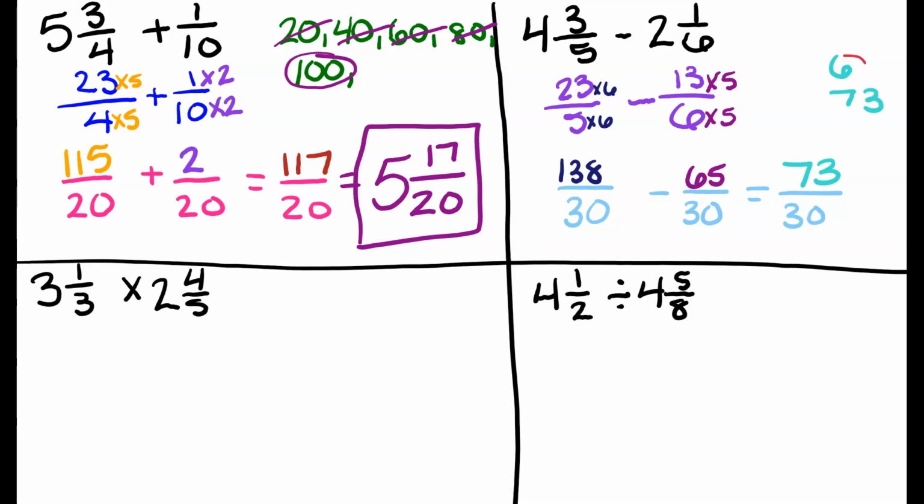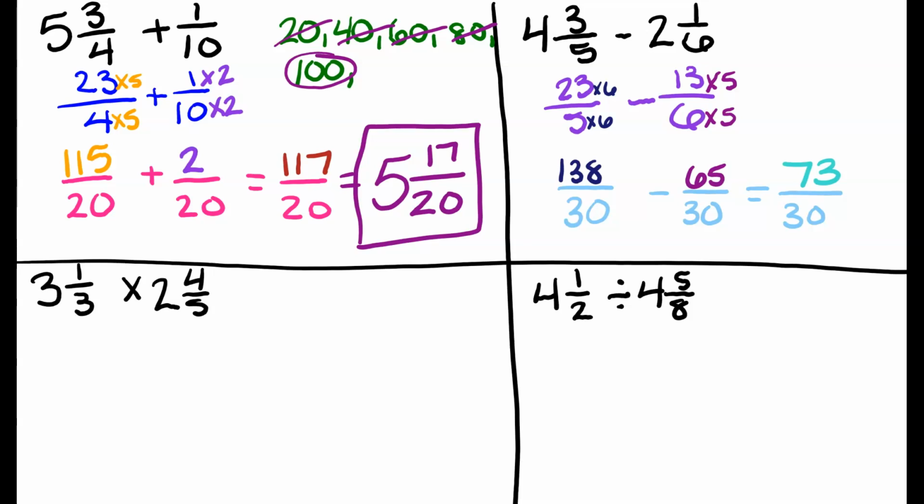Erase so I have space. 73 is greater than 30, so I need to see how many times 30 can go into 73 to make this into a mixed number. I know my multiples of 30 are the same as the multiples of 3, we just add a 0. So my multiples of 30 are 30, 60, 90, 120.